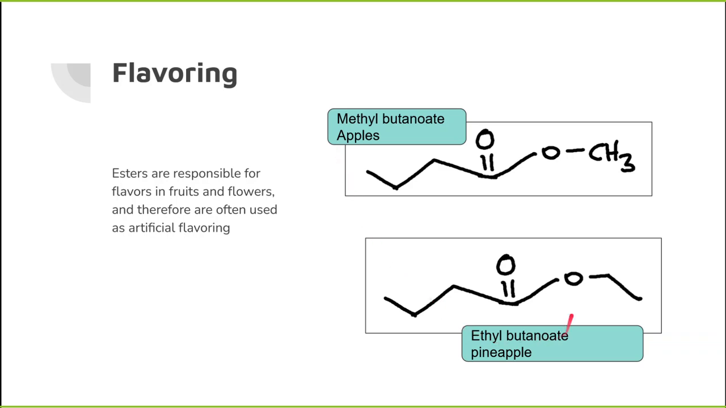Ethyl butanoate, so just having one more carbon on there, gives you pineapple. Isn't that pretty amazing? Just one more carbon changes it from an apple flavor to a pineapple flavor. Maybe that's why they're called pineapples. They're kind of like apples. I think that was based on its looks, not taste, but it's just kind of funny how just one extra CH3 here can make such a difference. So esters are responsible for flavors in fruits and flowers, and therefore they're often used in artificial flavoring.